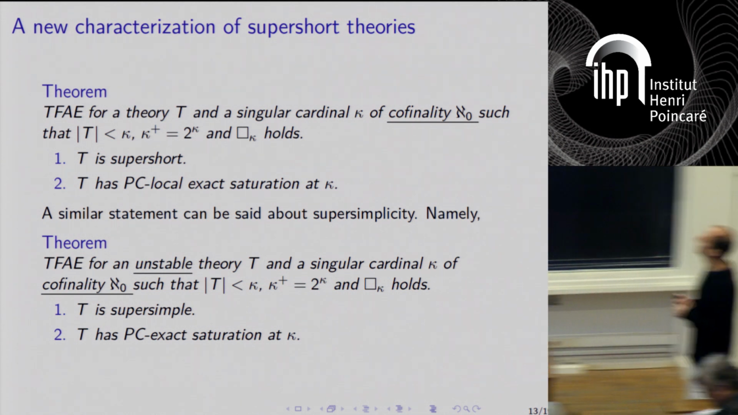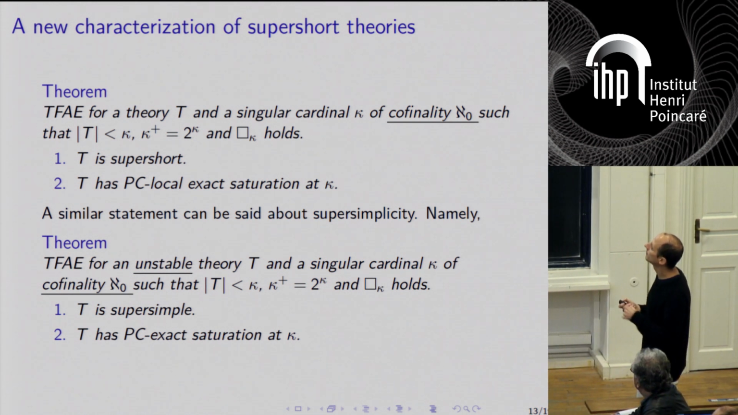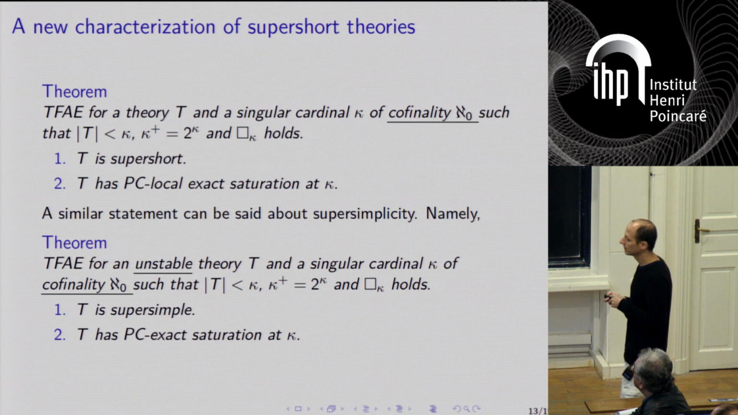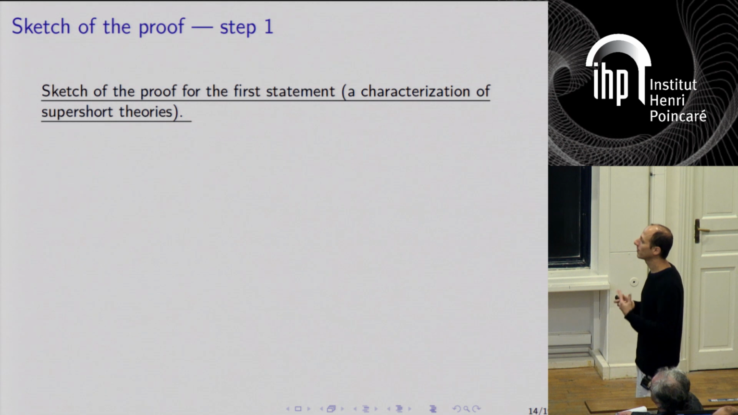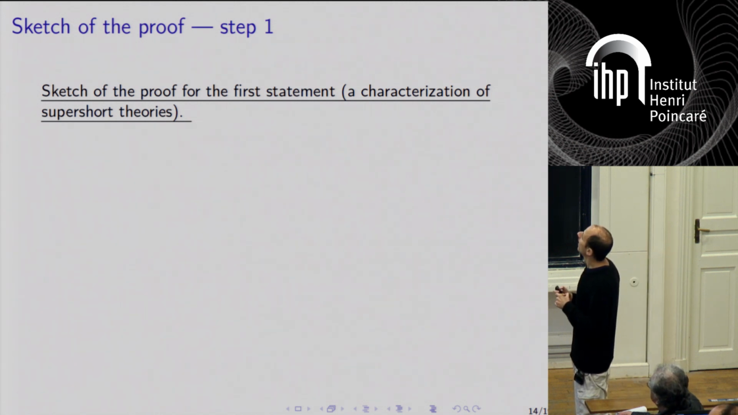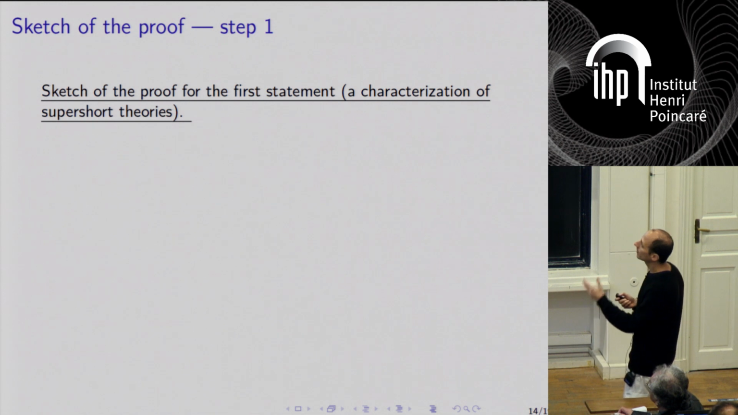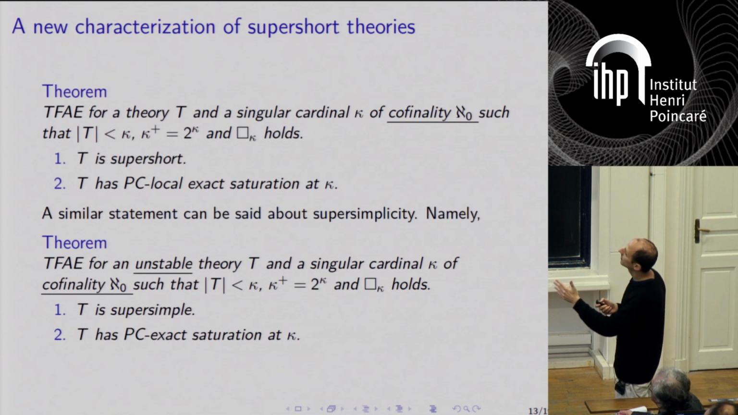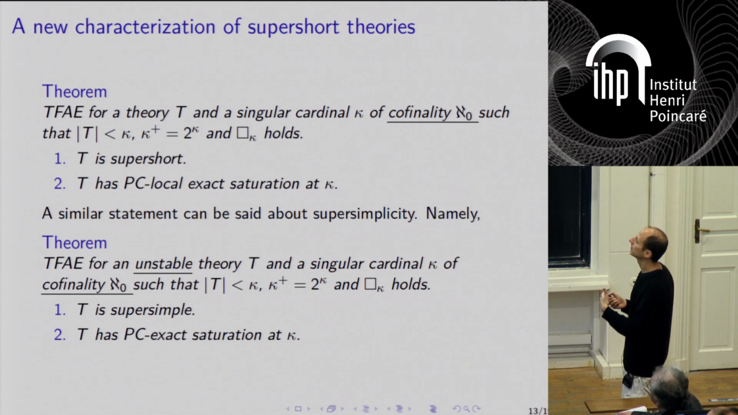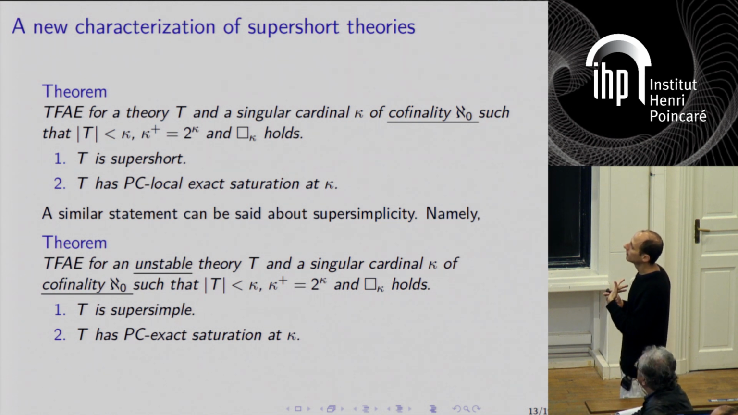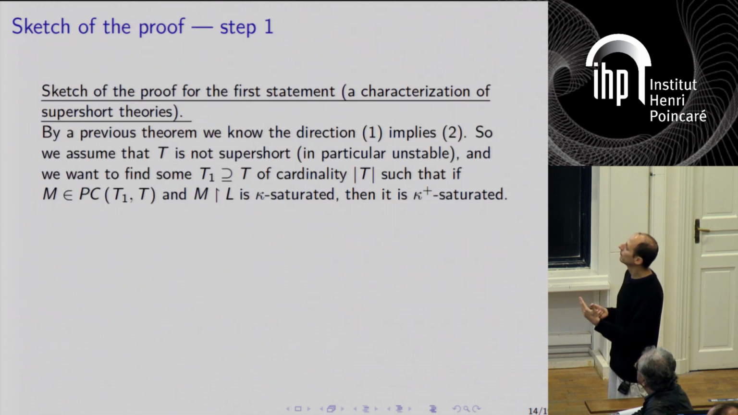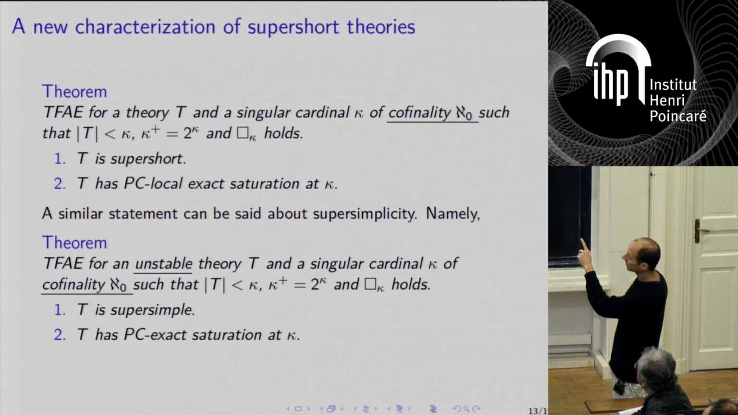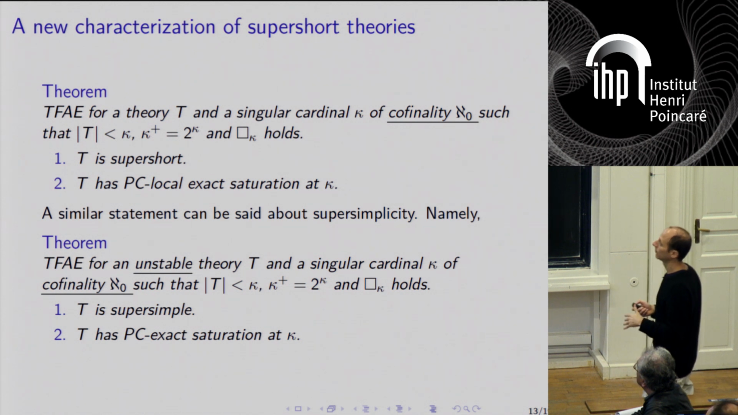So what I thought about doing for the time I have, which is a lot, is to go over the proof of the first theorem, and yeah, so this is going to be fun. It's not a very long proof, so I'll probably finish a little bit before time. So what we want to show again is that T is super short, namely kappa of T is Aleph0, if and only if it has exact saturation. So by the previous theorem, we know that 1 implies 2. Namely, if you are super short, then you have PC local exact saturation.